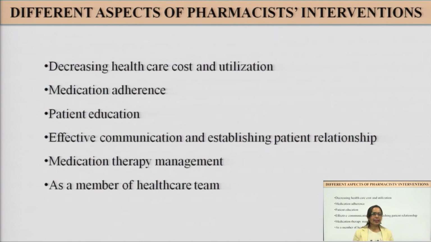First is decreasing healthcare cost and utilization. Medication adherence: the patient should receive the medicines, or any type of agent which is given, at the proper time and with proper use. And patient education is also one part of pharmacist intervention. And next is effective communication and establishing patient relationship, which is one aspect of pharmacist intervention.